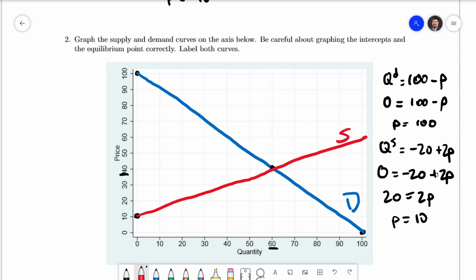You can see here also we can do this by thinking about the slope of the supply curve. Slope is 2, and so you can see here that for every increase of 10 in the price, we're going to need to increase the quantity by 20, so that's going to line up with what we see in the function. Let's mark out our equilibrium point.